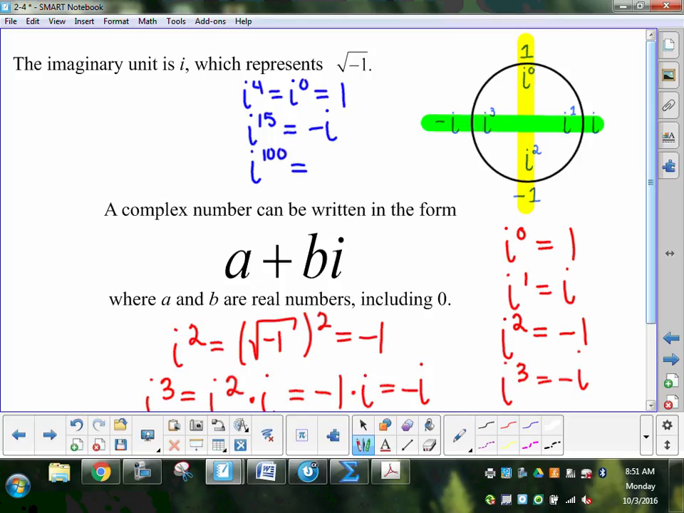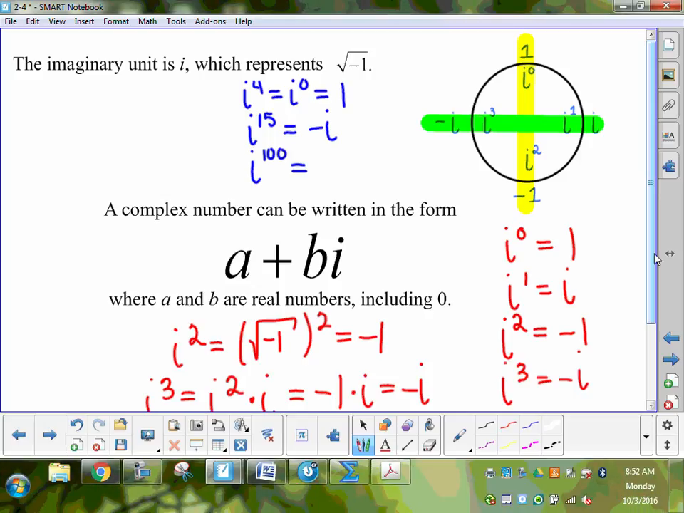Not negative 1. You could count all the way around. Why is it going to be 1? Did you count all the way around 100 times? Oh, okay. Remember, it's cyclical by 4s. Every multiple of 4 is going to land up top. Does 4 go into 100 exactly? Yeah. So i to the 100th is the same as i to the 0, which would be 1.